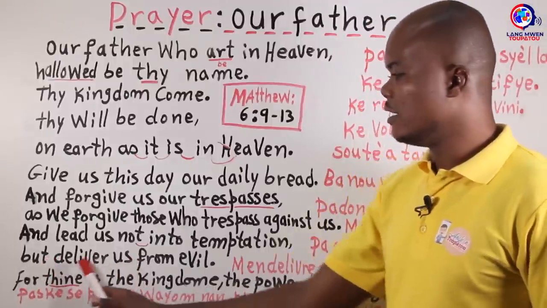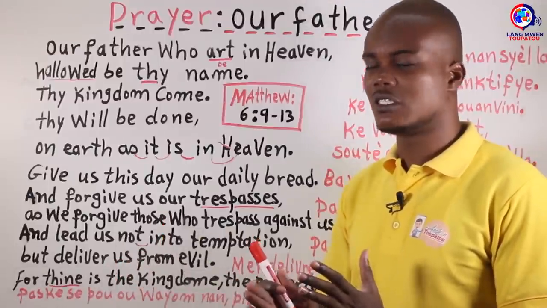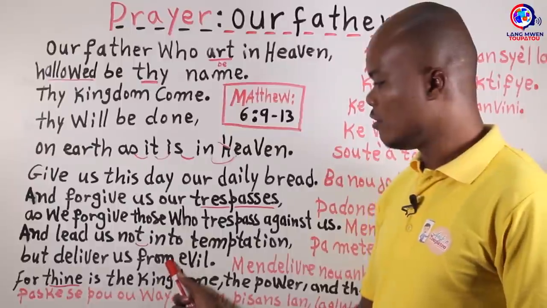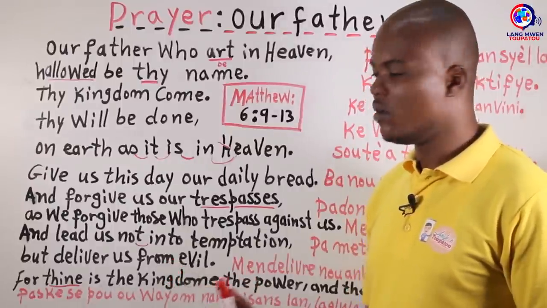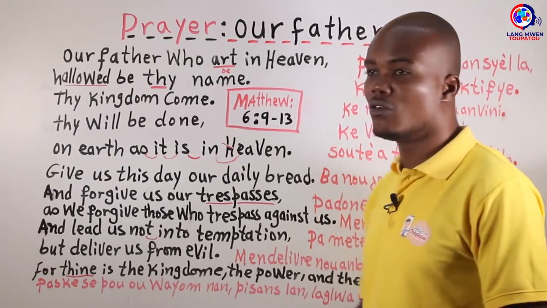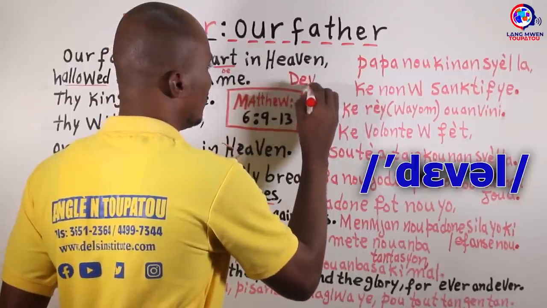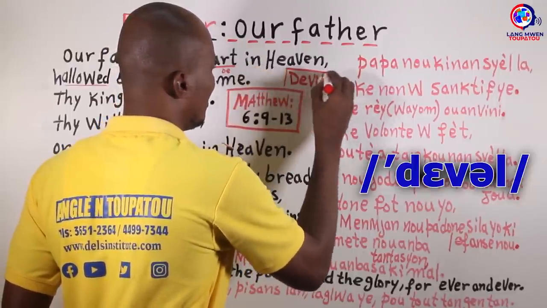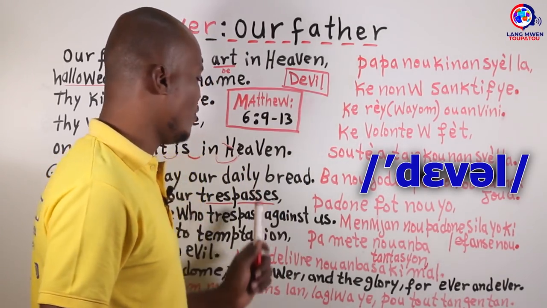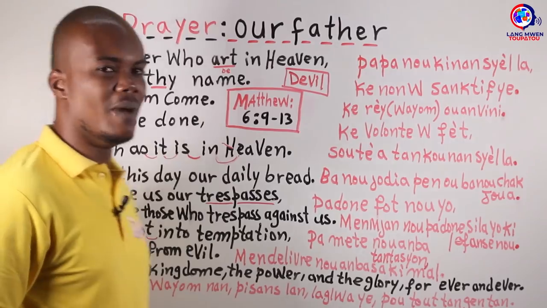But deliver us. To deliver plus us, ça fait deliver us. But deliver us from evil. From evil. Evil, qui signifie mal. Souvent, les gens le confondent avec devil, qui signifie diable. Devil. Okay? Evil is not devil. Devil, c'est diable. Evil, c'est mal. Evil. Le mal, the evil.